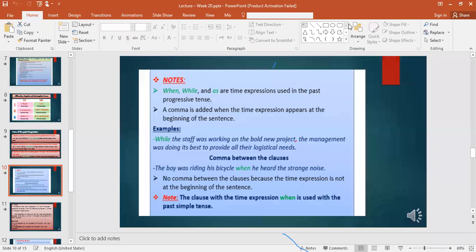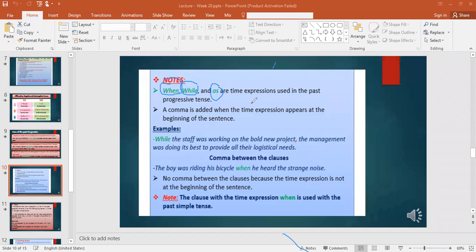Now we're going to move to some notes, but please concentrate because these notes are very important, okay? When, while, and as are time expressions used in the past. In the example sentences, we used while, right? But we can also use when, and we can also use as. As I was watching a movie, the phone rang. When I was watching a movie, the phone rang. So I can use these three time expressions in the past progressive, okay? So keep these in mind.